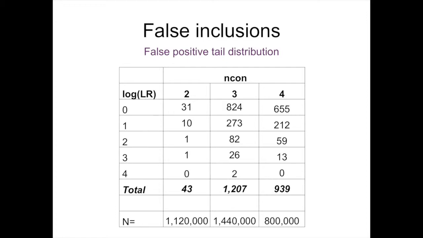0 and 1. And what we can see is that in close to the 1 million comparisons per mixture group, most of those false positives were seen between a log-LR of 0 and a log-LR of 2. For any log-LR of 3 or greater, the false positive rate was about 1 in 80,000, or less than 0.001%. So therefore, we can say that TrueAllele has high specificity as well, with few false inclusions.